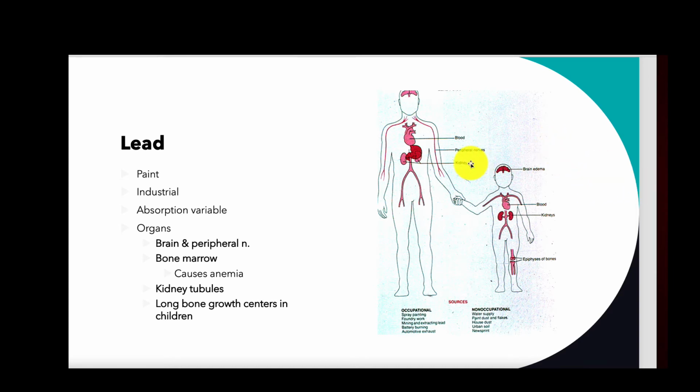Lead seems to impact children much more than it does adults. And this is due to how rapidly children are growing. So think about the development of kids versus development of adults. Lead seems to impact the brain and bone marrow, and it causes anemia, and it seems to be far more detrimental to children.